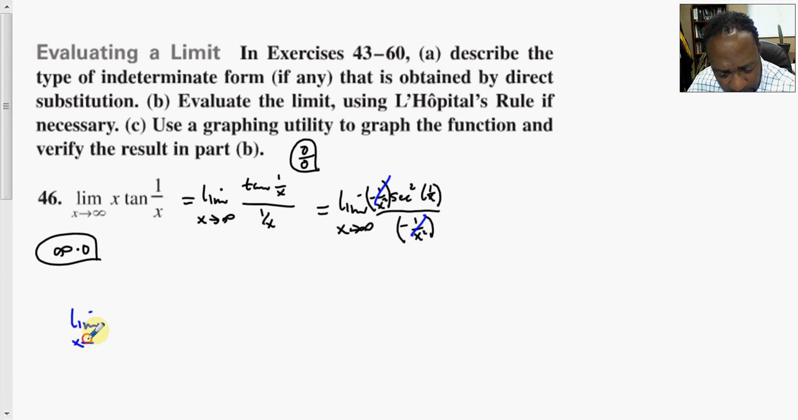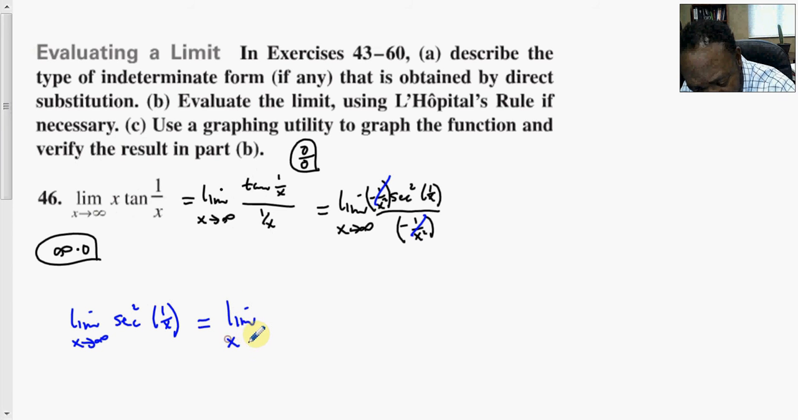So we have the limit as x goes to infinity of secant squared of 1 over x. Now secant is 1 over cosine. We can just write that as such. This is 1 over cosine squared of 1 over x. Now 1 over x goes to 0 as x goes to infinity. Cosine of 0 is 1, so we get the limit of 1.